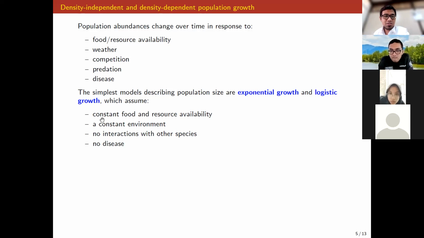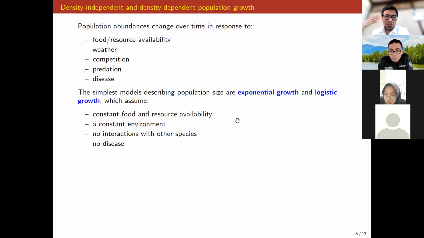And these two models assume these items. So constant food and resource availability. There will be no issue, no problem in the food or resources. It is always available over time. These are our assumptions. Of course, that is very simple.